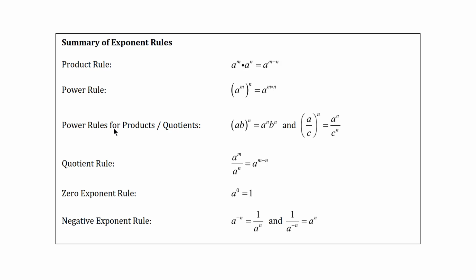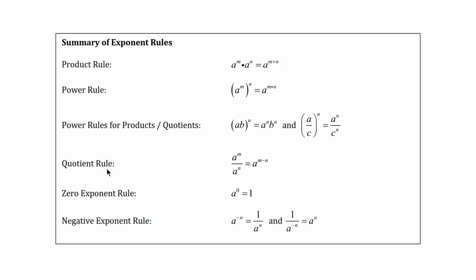Next, we have the power rules for products and quotients. We have (ab) to the n, which is equal to a to the n times b to the n. We also have (a over c) to the n, which is equal to a to the n over c to the n.